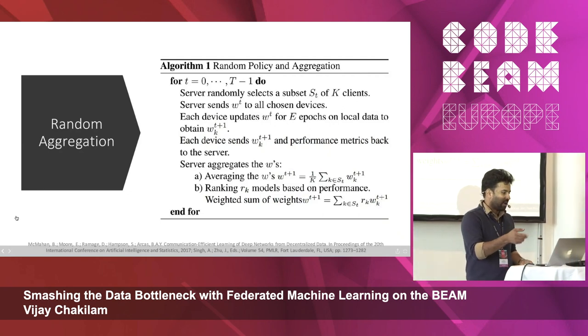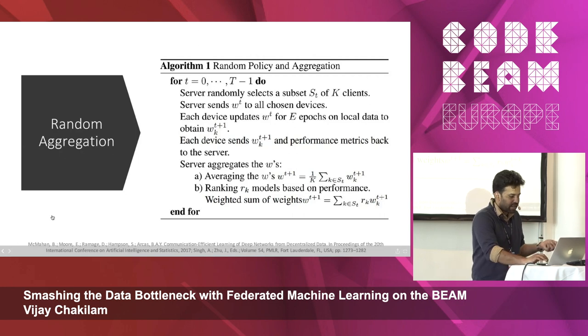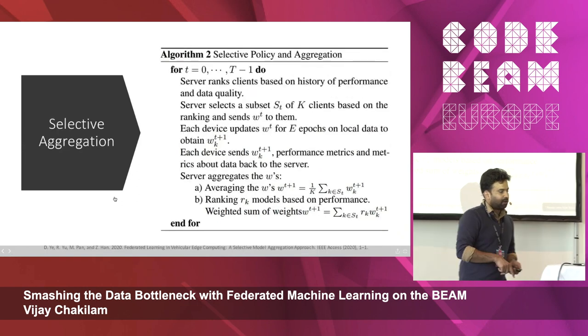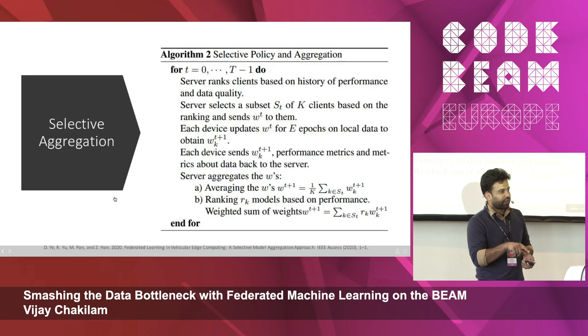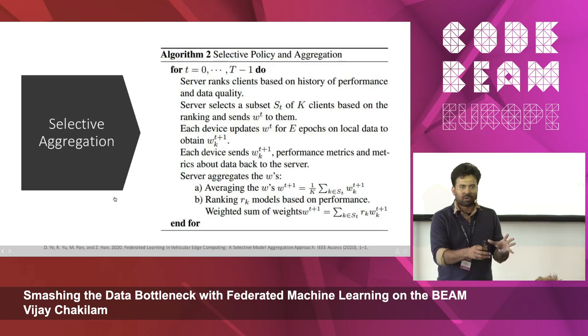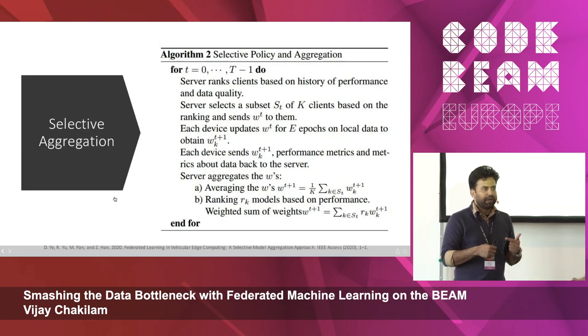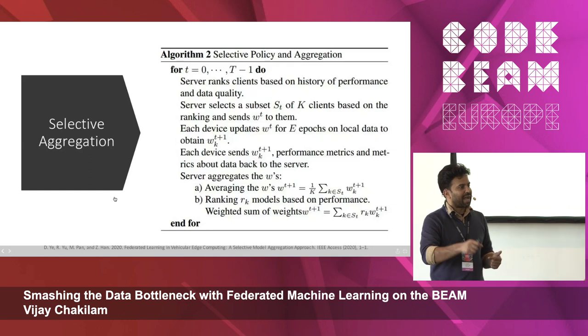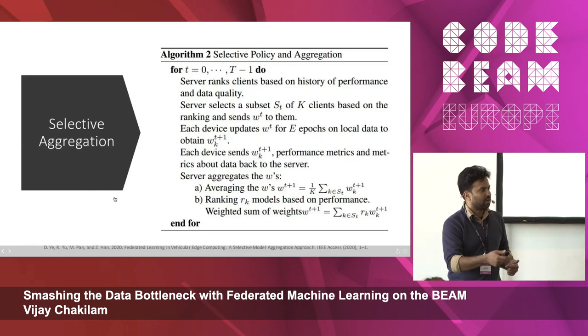So the key here, as the name suggests, is that the server selects only a subset of clients to perform the aggregation at any time step t. So that enhances the random aggregation. Now we have a selective aggregation approach. As opposed to the previous algorithm where you are randomly selecting a subset of clients, now you are being very selective, based on the performance metrics that were sent back by the client after every step.